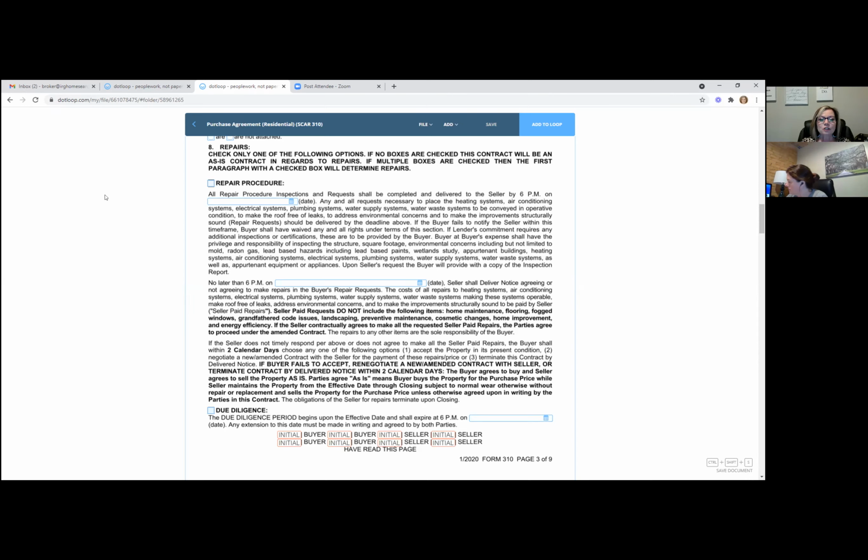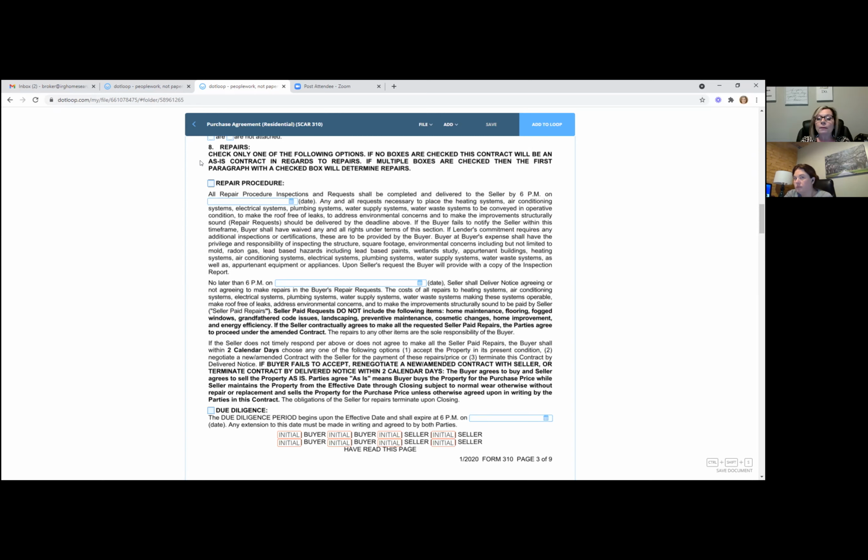Okay. So we're going to start in the contract for sale. This is a purchase contract. This is page 3, paragraph 9, repairs. And if you'll notice, it says check. If you'll notice right here in the first paragraph under paragraph 8, it says check only one of the following options. If no boxes are checked, this contract will be an as-is contract in regards to repairs. And you do not want that at all, and I'll go over that in a few minutes.